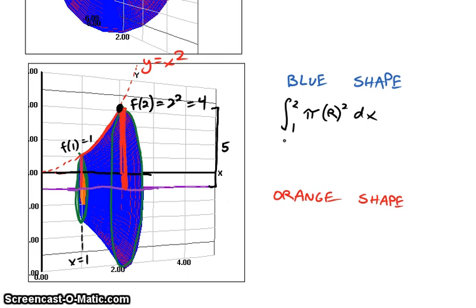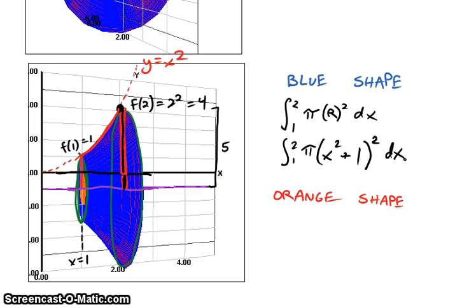So for any radius, it's going to be pi times the radius squared. Well, the radius is just x squared. That gives you this part. X squared gives you the distance from the x-axis to the graph, plus 1. That takes care of the little gap between the x-axis and the axis of rotation. And since that defines my radius, I square that, dx. So this integral represents the volume of the entire blue shape.